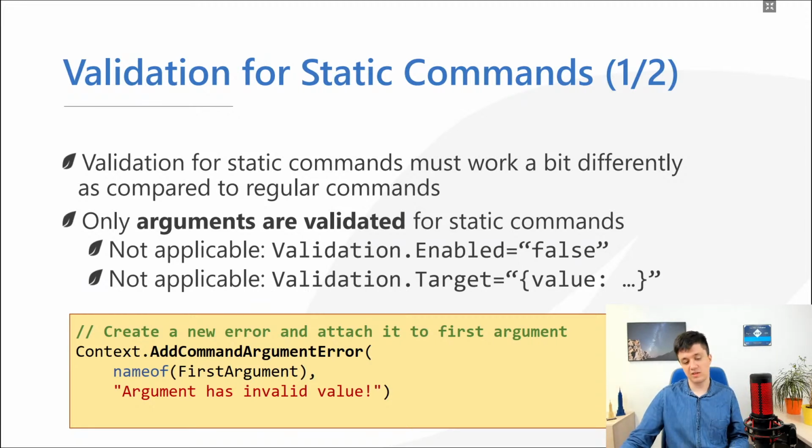For example, we will be adding new factory methods for validation errors, such as in this example, add command argument error, where we will be describing which argument is being violated, and then, for example, an error. Of course, there will be more overloads. For example, if you want to attach the error to some child property of the argument, there will be a lambda expression. There will probably even be a way for you to describe handwritten paths if you feel like you need that.